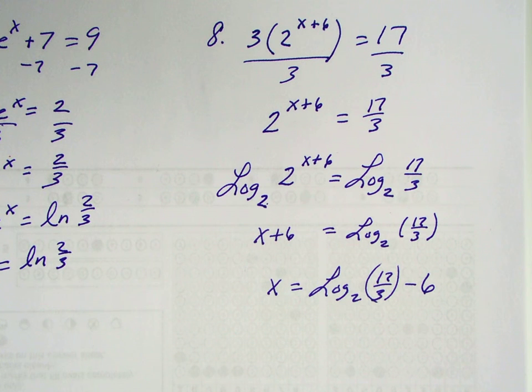So to figure the answer out, you literally would just, in your calculator, do log base 2, open a parenthesis, and then do 17 thirds inside the parentheses, hit enter, and then subtract 6. Make sure you get outside of the parentheses and subtract 6.